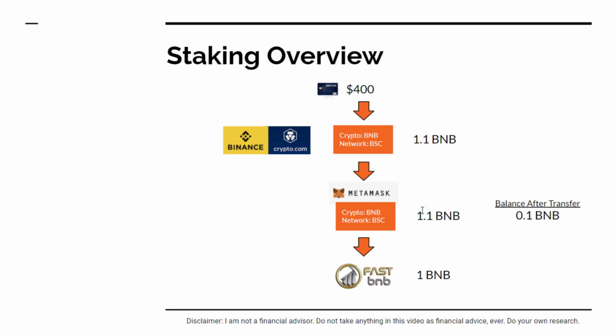Then what you do is you take 1 BNB to deposit. Then you have 0.1 left outside, still in your MetaMask, and that is used for exchange fees or gas fees and things like that. In this example, I'm considering 1 BNB you're depositing, but the minimum is 0.01. So you can deposit 0.01, you don't have to go to 1, or you can deposit a lot more. It all depends on what you like to do.